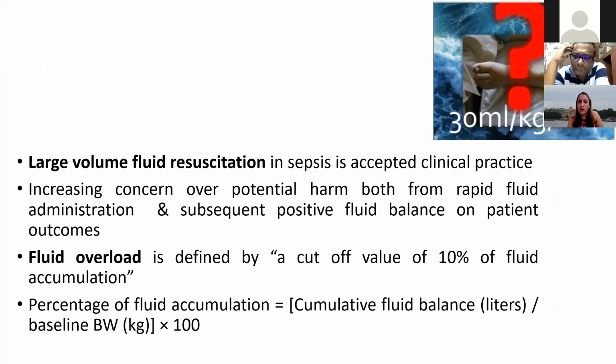So fluid overload, how we define it, is a cutoff value of 10% of fluid accumulation. That fluid accumulation is the cumulative fluid balance divided by the baseline body weight of the patient, times 100. So as a percentage, once we calculate, say we have a 50 kg patient and the cumulative fluid balance over the last 3 or 4 days is around 5 liters. That comes out to be 10%. That's the percentage fluid accumulation. If it's more than that, we term that as fluid overload.